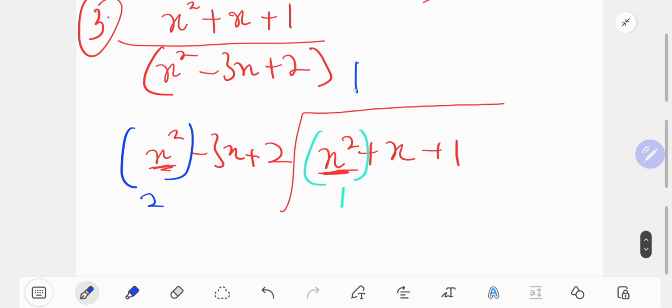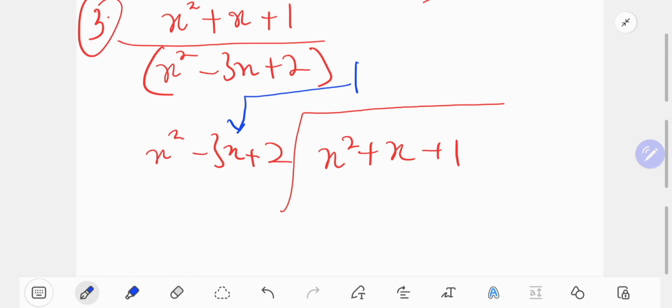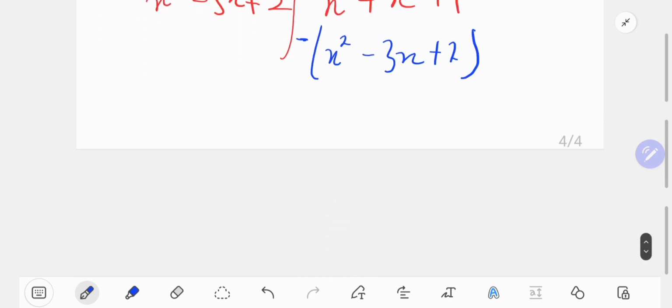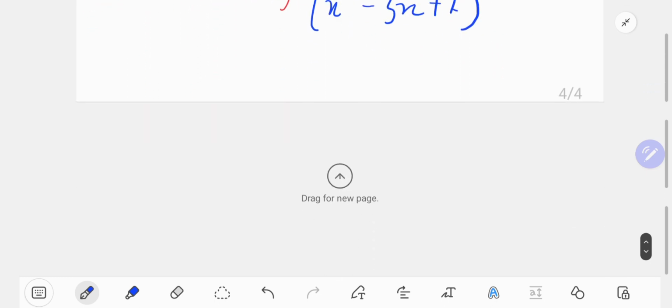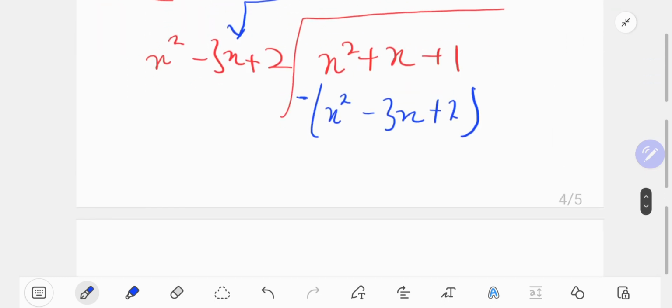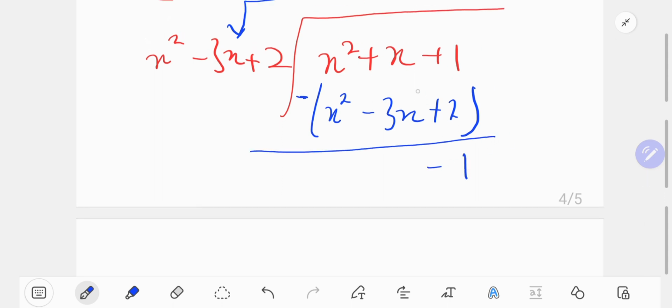Then we multiply this 1 with the whole of the expression over here. Okay, so what are we going to get? 1 times x squared is going to give us x squared. 1 times minus 3x is going to give us minus 3x. 1 times 2 is going to give us plus 2. So do a subtraction. Okay. So by doing subtraction, we are going to get, so 1 minus 2 is going to give us minus 1. x minus negative 3x is going to give us 4x. x squared minus x squared is going to give us 0.